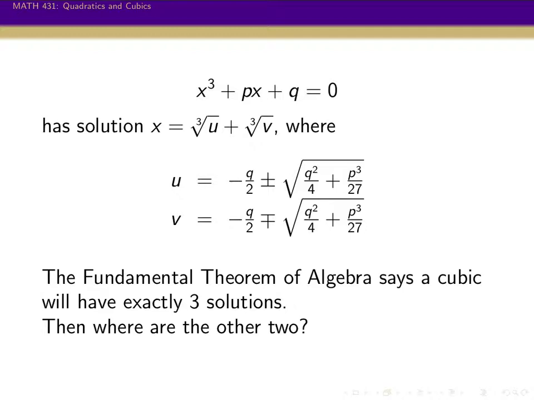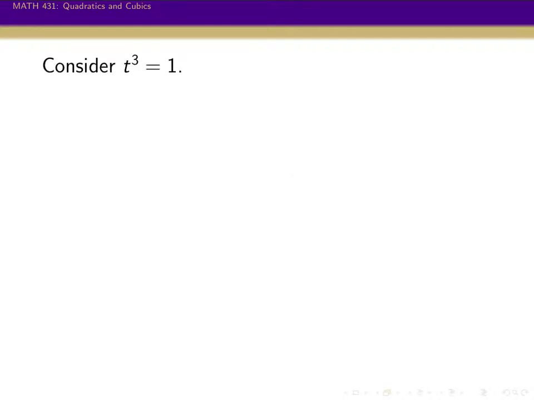The quadratic formula gave us 2 right off the bat. This is only giving us one solution. So how can we find these other two? Well, let's think about a simpler cubic equation, just t cubed equal to 1. I'm using t here so we're not confusing ourselves with x. We know that one solution to this is 1. Obviously if I plug 1 in here, that's a solution.